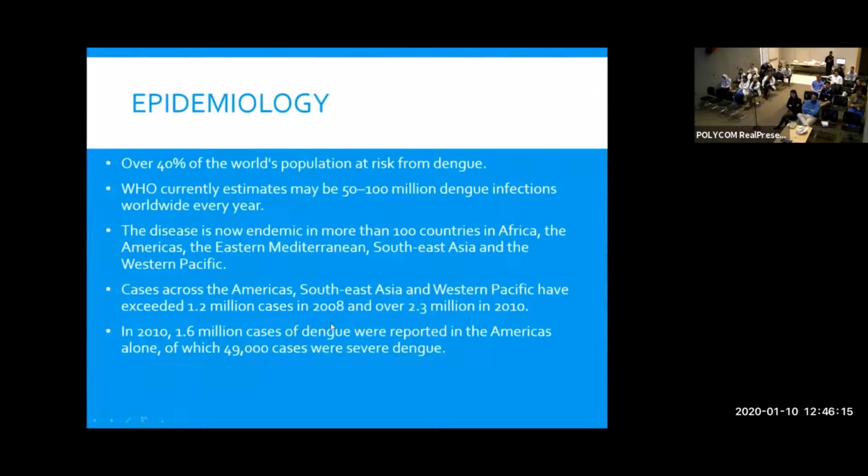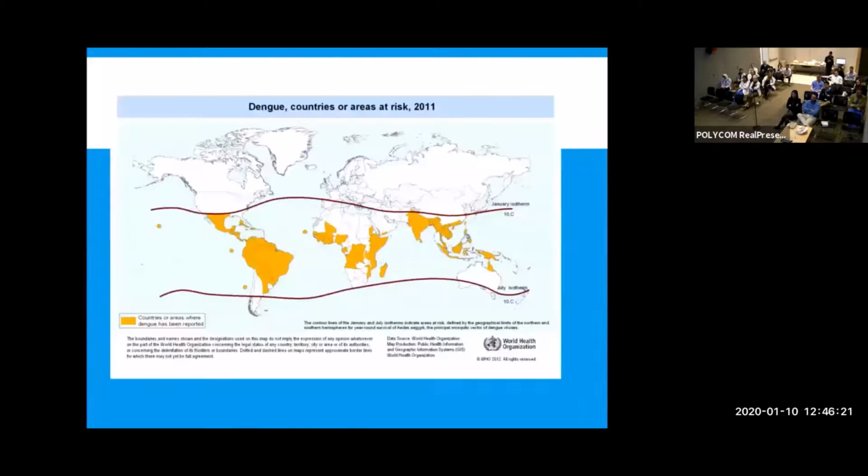How many of you have seen cases of dengue? See, a lot of you. So again, while it used to be geographically restricted, it is now much more widespread, as you can see in Africa, South America, Southeastern Asia, India, very prevalent.